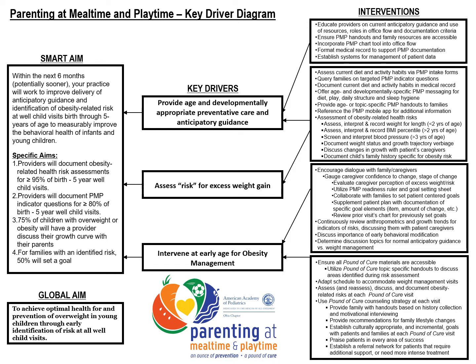Listed within those boxes, we have things like providing PMP handouts and making sure family resources are accessible, formatting your medical record to support specific documentation of our specific aims. And then there are elements in that second intervention box that look more specifically at those measures of obesity-related health risk and your documentation of indicator questions, such as looking at height and weight, recording an appropriate weight for length or BMI percentile, and interpreting what that means for the child's weight status. That also ties into our second key driver of assessing risk for excess weight gain.